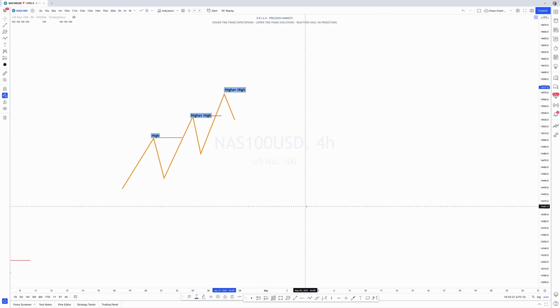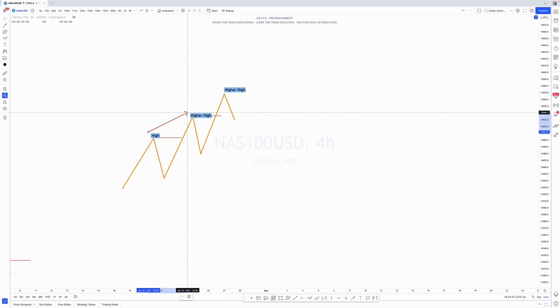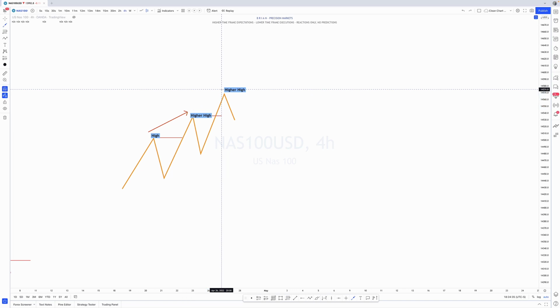We'll call this point a higher high, and then we'll call this point also a higher high. Generally what that means is that when you go from this high point to the next high point, that's the higher version of the last high. When you go from that point to that point, that's also a higher version of the last high. So that's why we get the term higher high.